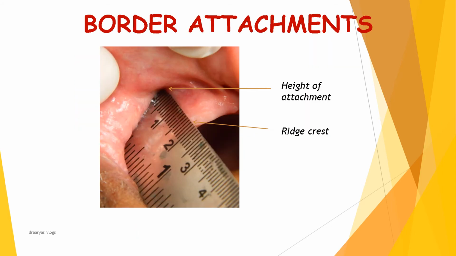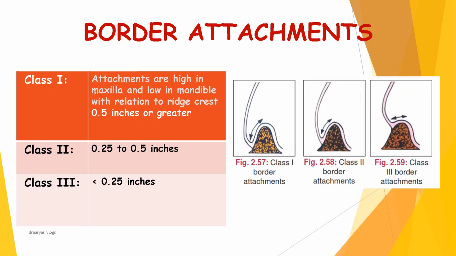Coming to border attachments, this is the height of attachment and this is the ridge crest. If it is away from the ridge, then a good border seal can be achieved. The border attachments can be classified into class 1, class 2 and class 3. In class 1, the attachments are placed away from the crest of the ridge, high in the maxilla and low in the mandible in relation to the ridge crest, and there is at least 0.5 inches distance between the attachment and the crest of the ridge.